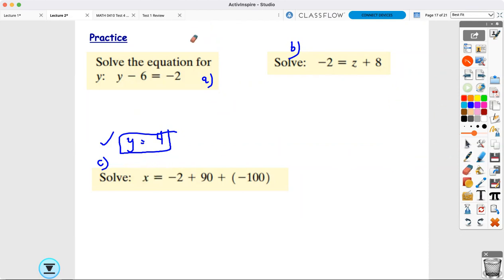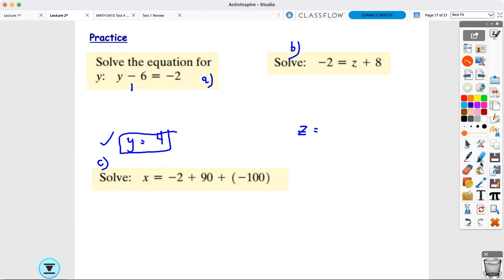Now, what about for B? Anyone want to share what they got for B? I got -4. Oh, for y or for z? For y. You got -4? Okay, let's test it out. Let's see what happens. How did you move the 6, Jacob? I put +2 on both sides. +2, you sure?